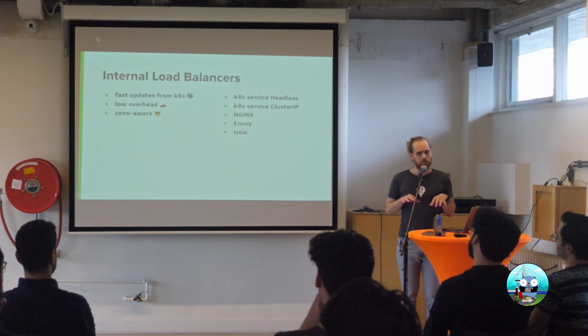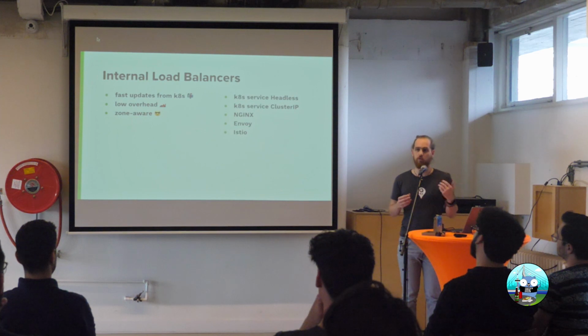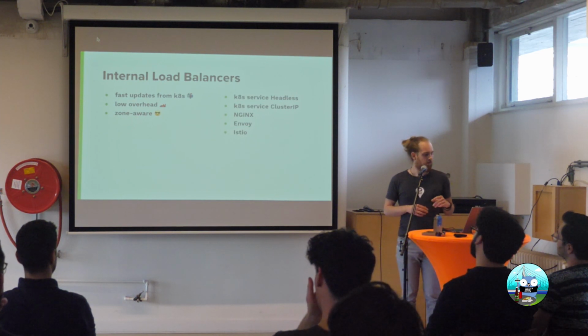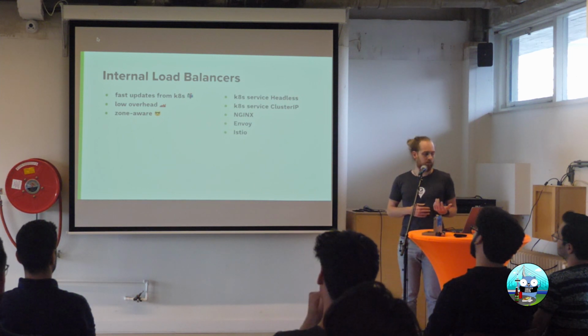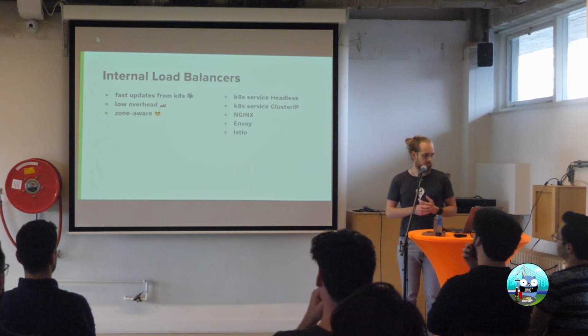So there are some internal load balancers that you can use. We want a few things, so we want fast updates from Kubernetes. So if you do a rollout, it should be pretty quick to pick up those new instances, right? It also should have low overhead. It shouldn't be interpreting requests. It should be doing as little as possible, and not be a giant resource. I'm looking at Istio a little bit because it has some overhead.